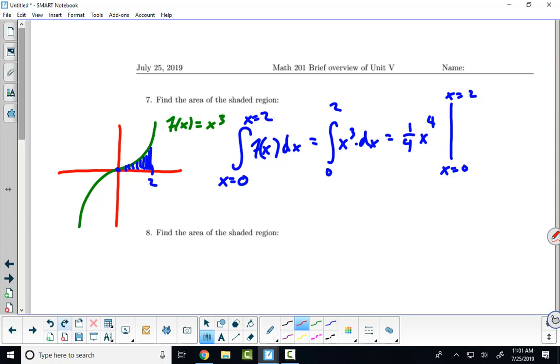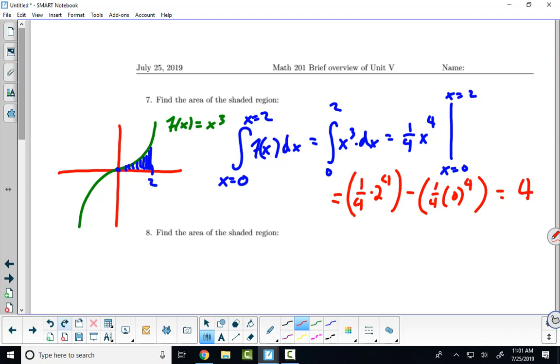All right, great. Okay, so how do I interpret this expression right here? I just had it on the board. How do I interpret that? What do you say, Angela? It's bracket 1/4 times 2 to the 4th, minus 1/4 times 0 to the 4th. Awesome. And that simplifies: 2 to the 4th is 16, divided by 4. That gives us 4.